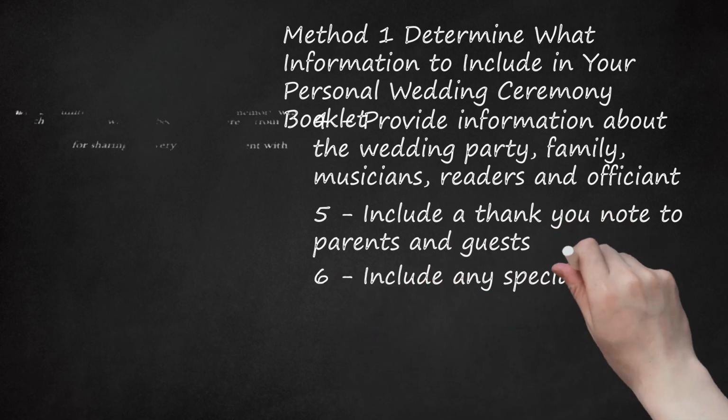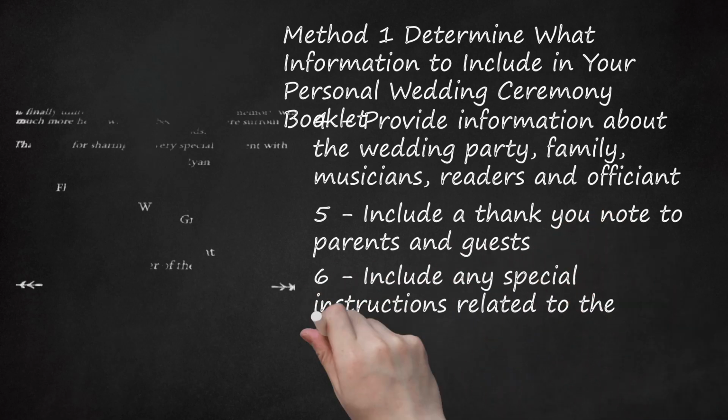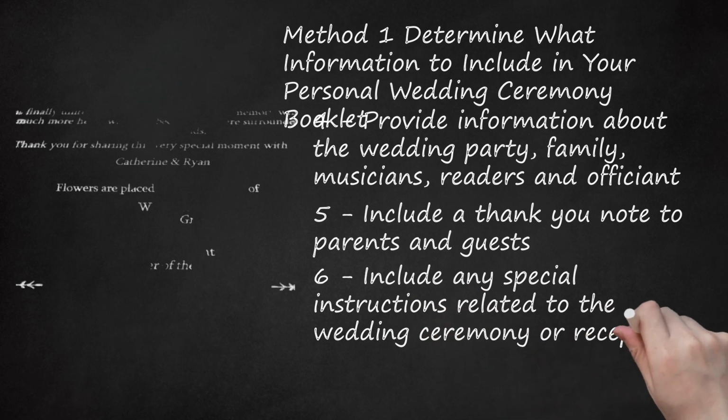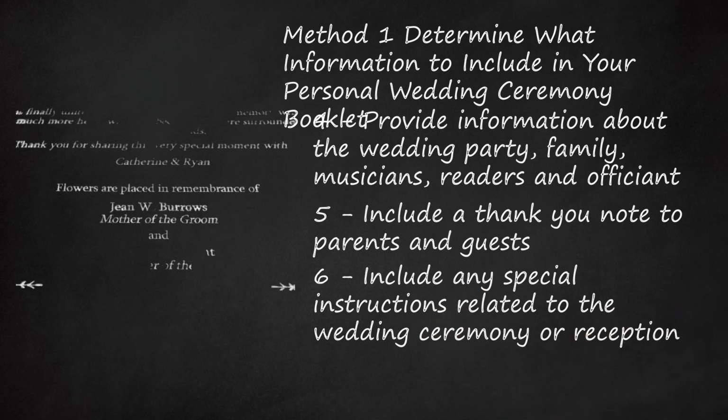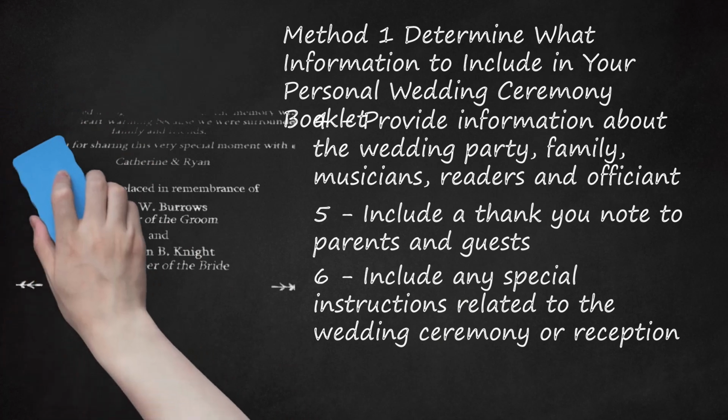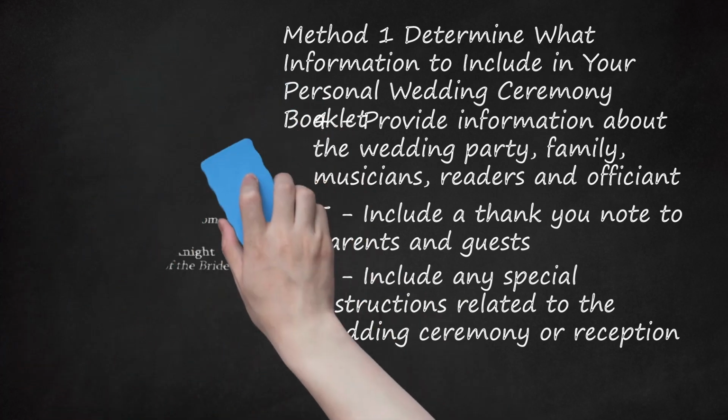6. Include any special instructions related to the wedding ceremony or reception. The ceremony bulletin provides an ideal place to include additional instructions about the wedding day. For example, remind your guests that maps to the reception are located by the doors of the venue, or reiterate that flash photography is not permitted during the ceremony.